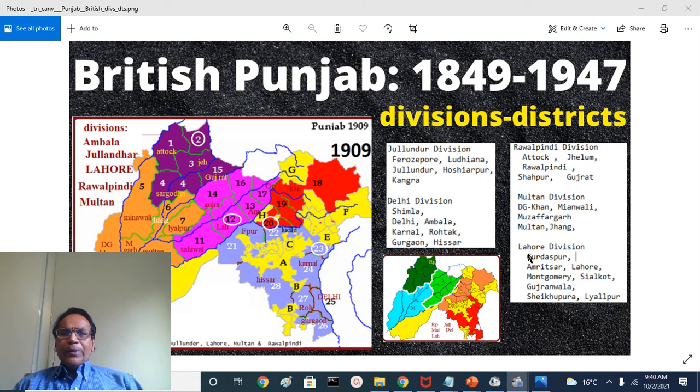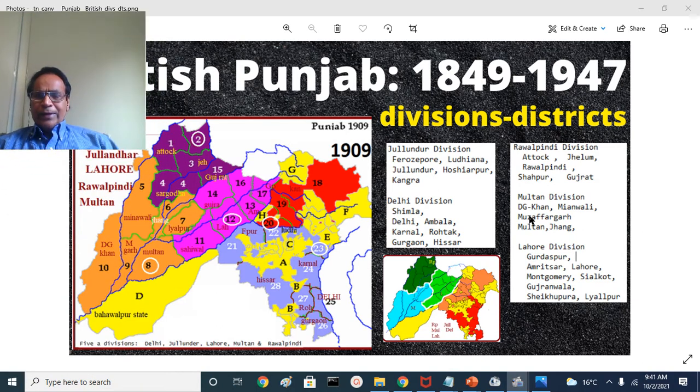So coming to Rawalpindi division, here I have listed the districts: Attock, Jhelum, Rawalpindi, Shahpur and Gujarat. Attock is a historic district on the bank of the river Indus. Rawalpindi district now is a major military area, and Islamabad and Rawalpindi areas are the foothills of the Murree Mountains here. Rawalpindi division is Rawalpindi district, Attock district, Jhelum district, Gujarat district, Shahpur district or Sargodha district. Shahpur, Sargodha.